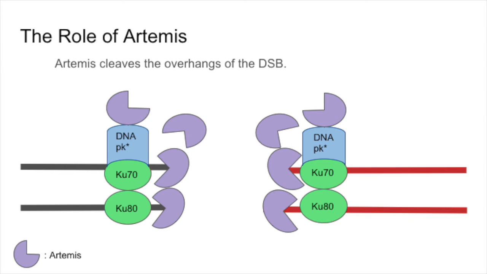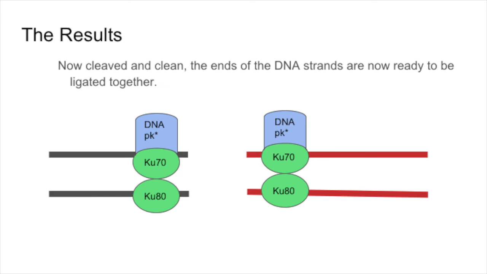Now active, Artemis comes down and displays endonuclease activity by cleaving back the overhangs of the double-strand break on both ends. This can be seen as the cut step in this cut and paste described mechanism. Here is the resulting DNA double-end strands. Nucleotide bases have been removed, the ends are clean, and the two strands are ready to be ligated back together.